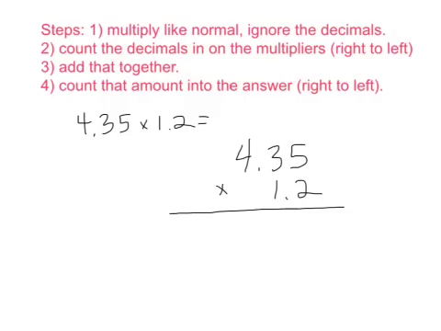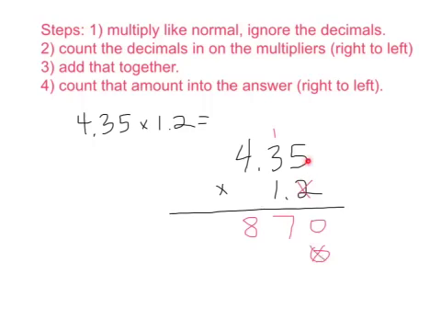So I am going to do step 1, multiply like normal, ignore the decimals. So I'm going to go through and do 2 times 5, which is 10. 2 times 3 is 6, plus 1 is 7. 2 times 4 is 8. Cross off that one. Go to the next one, and since I have to cross over 1 to get there, I need to put the placeholder there.